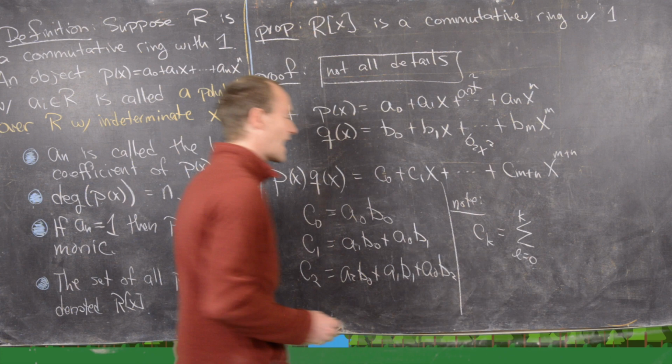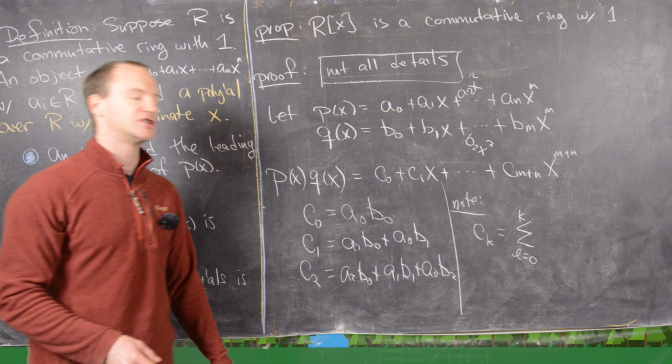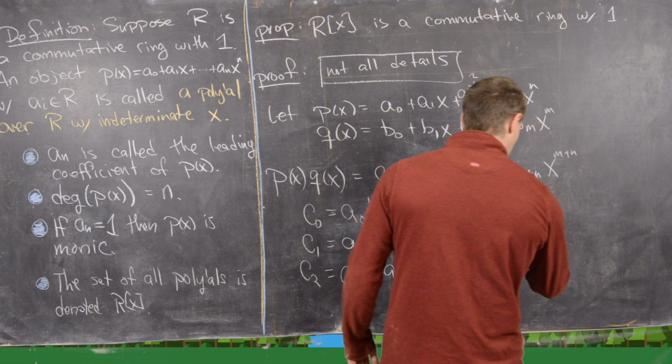So that's k plus 1 total terms in the sum, which is what we have for all of these. Notice here k is equal to 1. We have k plus 1, or 2 total terms. Here k is equal to 2. We have k plus 1, or 3 total terms. And notice we're going to start off with a_{k-l} times b_l.